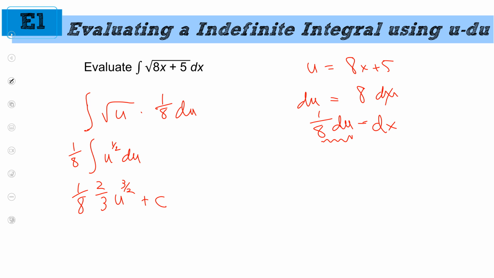Now, should the 2/3 u to the 3/2 plus c be inside parentheses? Technically, yes, but what's 1/8 times c? C. So we don't need it. Clean this up a little bit. Now, notice, I know what u is. This problem involves x. Your answer should involve x. So I would get 1/12 times 8x plus 5 raised to the 3/2 plus c. And I'm done.